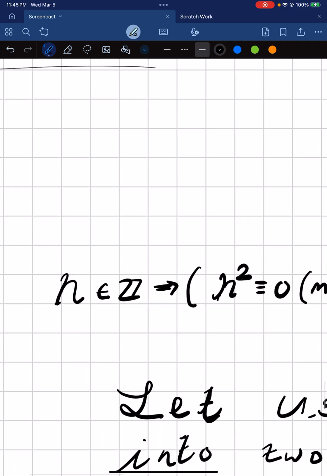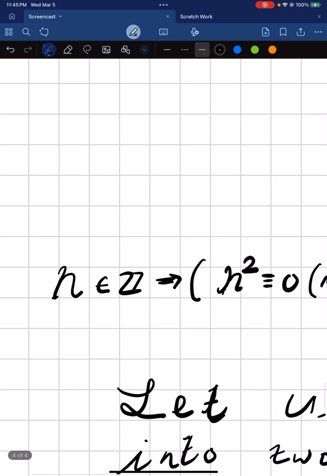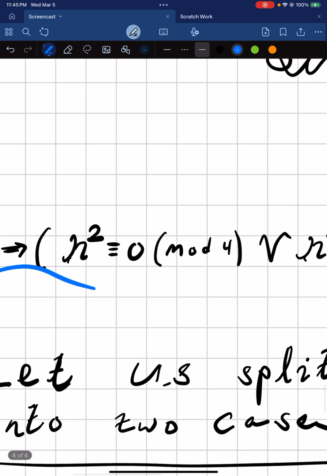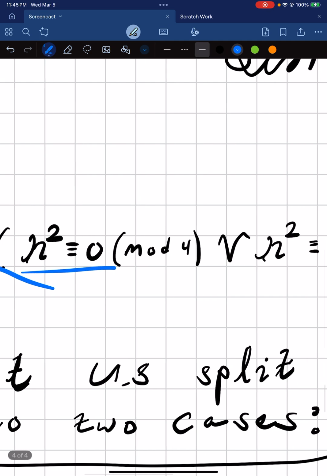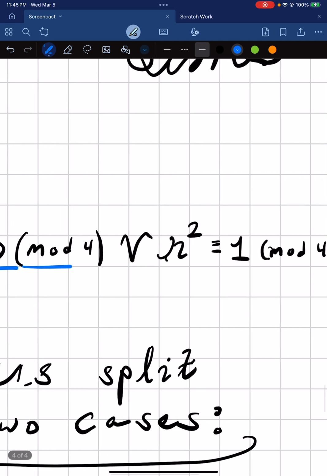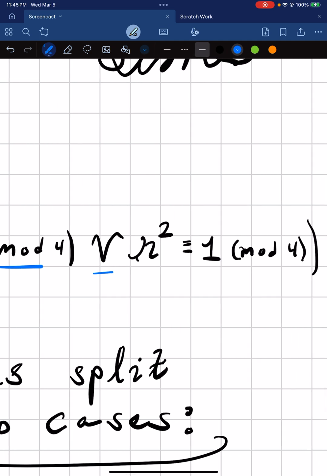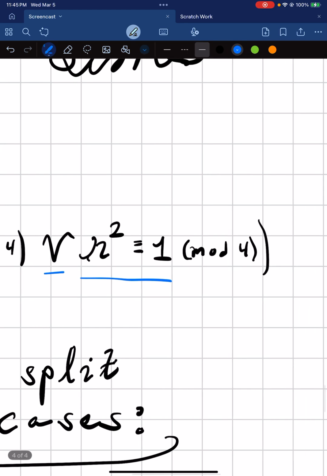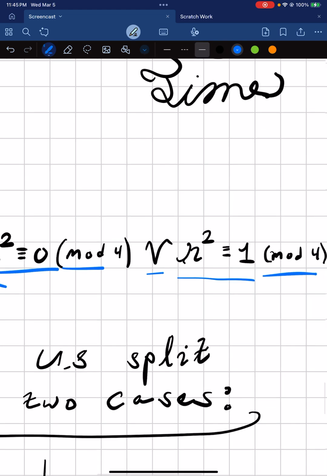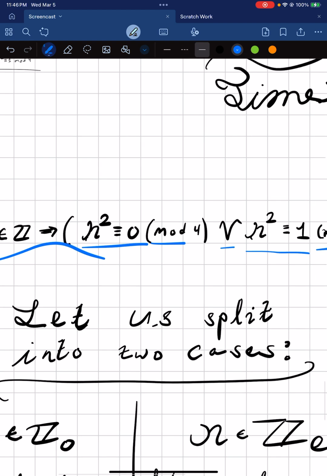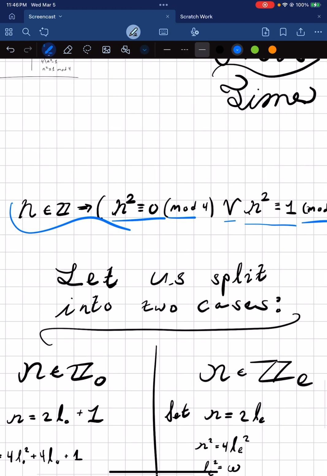So our proof starts off with: let us prove that if n is an integer, then n squared is congruent to 0 mod 4, or n squared is congruent to 1 mod 4. So let us split these cases into even and odd, matey.